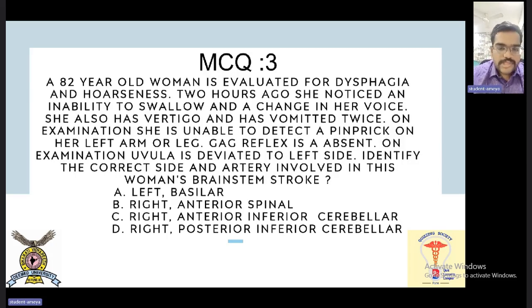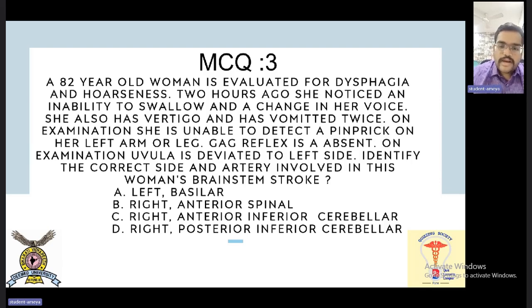Moving on to MCQ number 3, which is of a slightly higher level than the previous two MCQs. On examination, uvula is deviated to the left side. Identify the correct side and artery involved in this woman's brainstem stroke. A. Left, basilar. B. Right, anterior spinal. C. Right, anterior inferior cerebellar. D. Right, posterior inferior cerebellar.